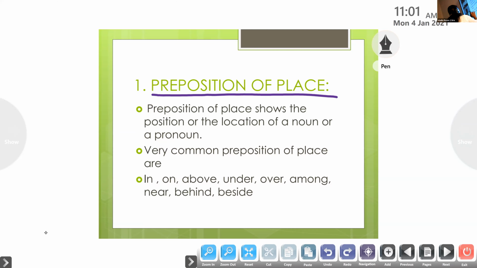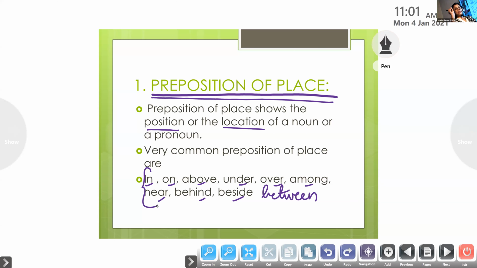So in the last class, we learnt many examples of prepositions of place: in, on, above, under, over, among, near, behind, beside, between. All these are prepositions of place. A preposition of place shows the position or the location of a noun or a pronoun. Clear?